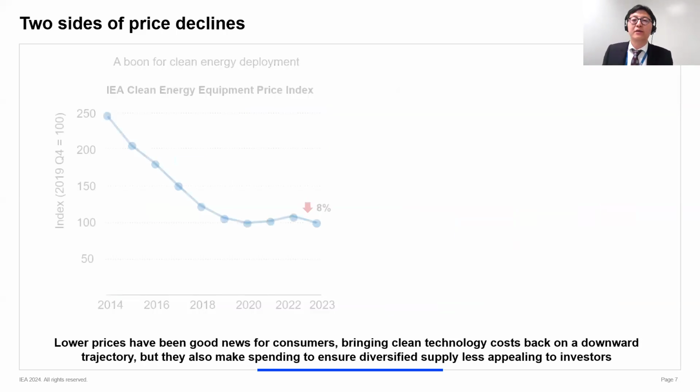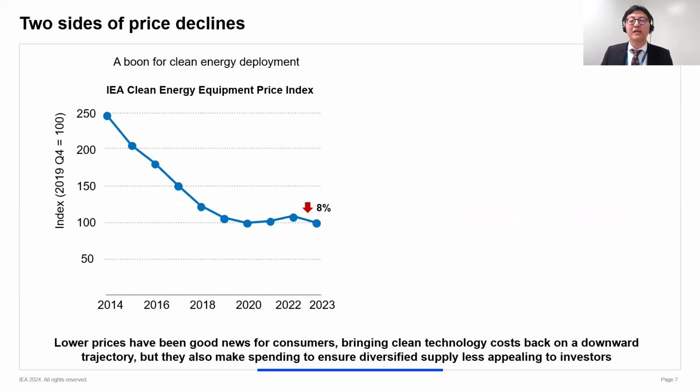And when we think about the implications of the price declines, there are two sides of impact. On the one hand, it's good news for consumers. It makes clean energy equipment more affordable. The chart you are seeing here is the IEA's clean energy equipment price index, which is the basket price of solar panels, wind turbines, batteries, and electrolyzers.